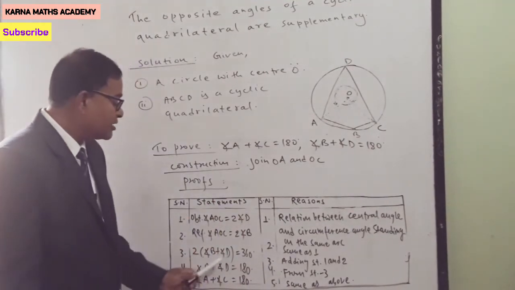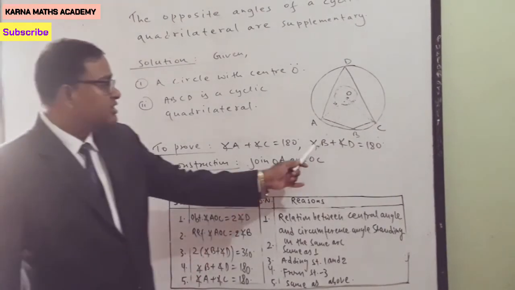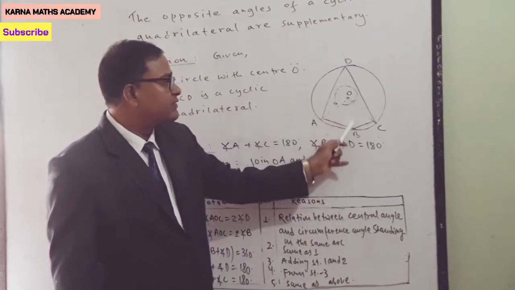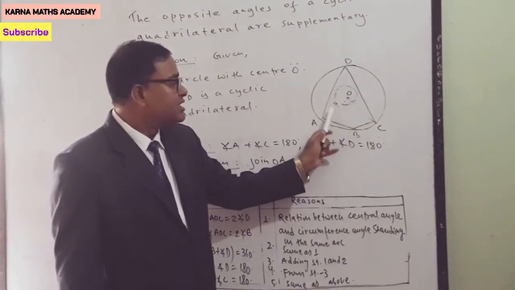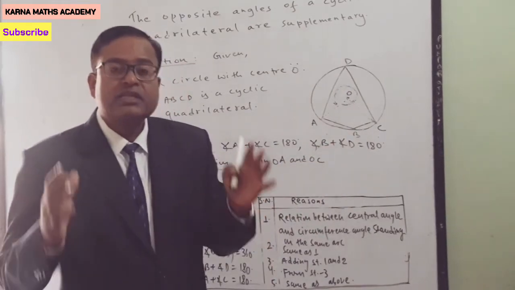That means angle B plus D, we get 180 degree. That means we have got the proof of the theorem. The opposite angles of a cyclic quad are supplementary. Similarly, we can prove the sum of the second pair of opposite angles supplementary.